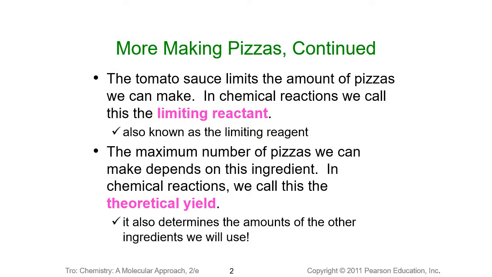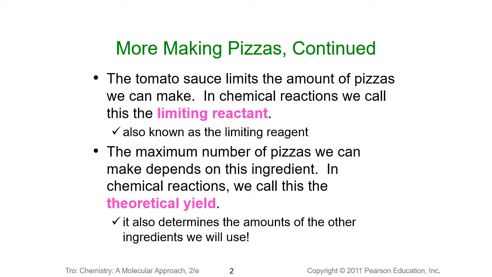So just like the sauce limits the amount of pizzas we can make, in chemical reactions we call this the limiting reactant, or sometimes limiting reagent. It means the same thing. The maximum amount of pizzas that we can make depends on our starting materials or our ingredients. And so we can calculate the maximum amount using our starting ingredients, and that tells us our theoretical yield.